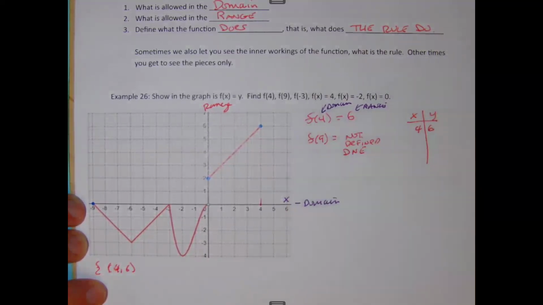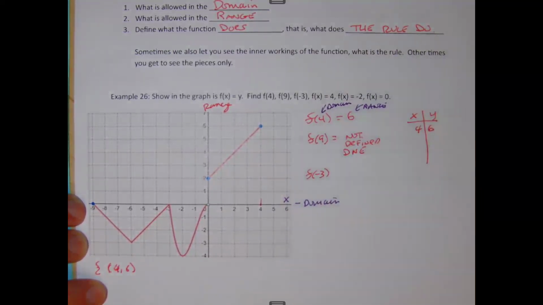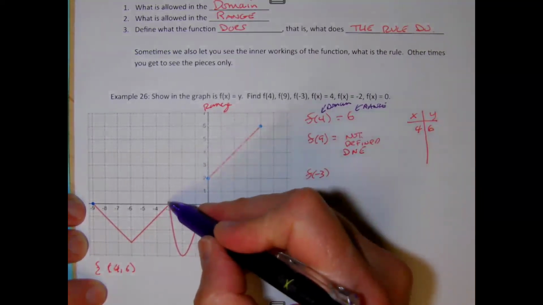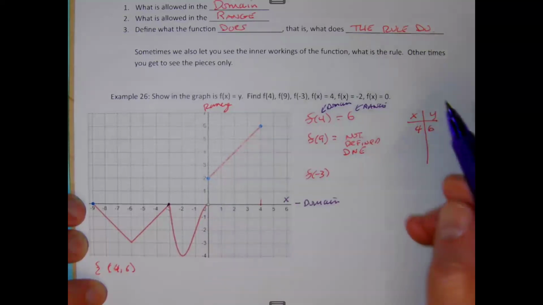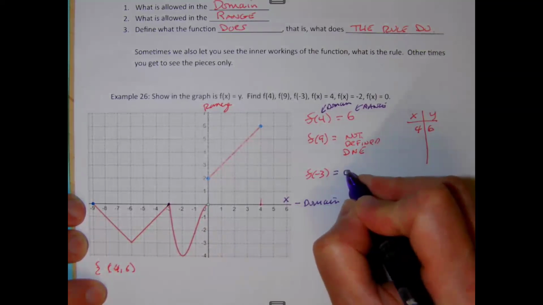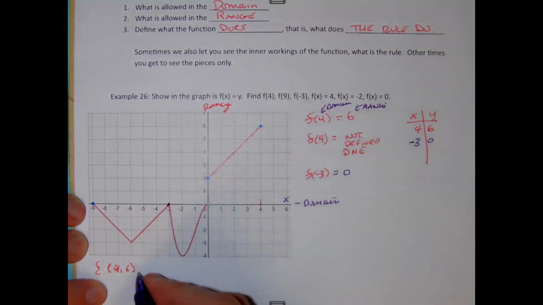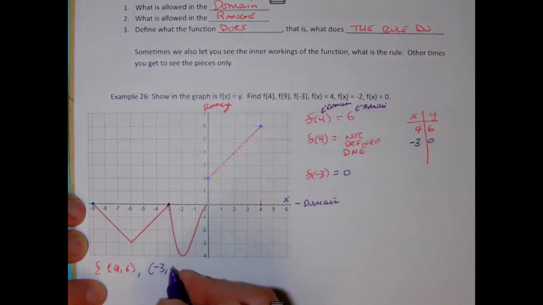How about f of -3? I come over here and find -3. I read across and I see that it's 0. So f of -3 equals 0. That connects -3 to 0, and as an ordered pair, -3 connects to 0. And that's a good showing there.